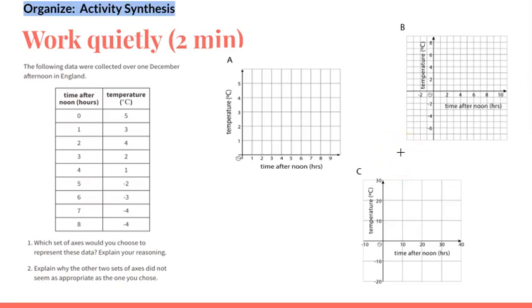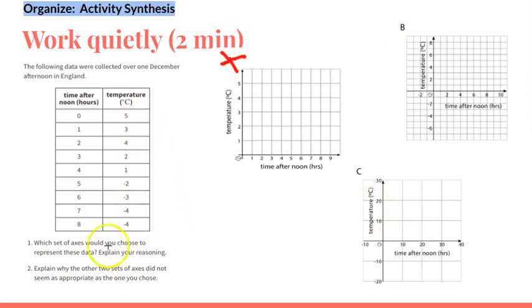I think that we can agree pretty quickly that A is not going to work. Why is that? Well, we've got some negative temperatures here, right? And A doesn't have any negative temperatures, so we couldn't use it. So then it's a matter of whether B or C makes more sense.